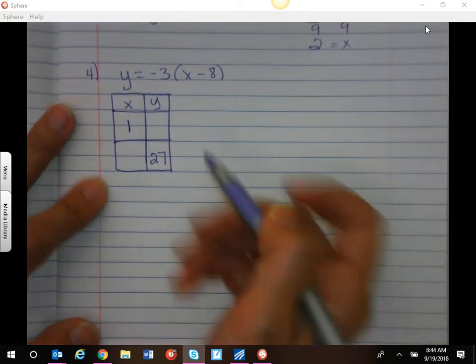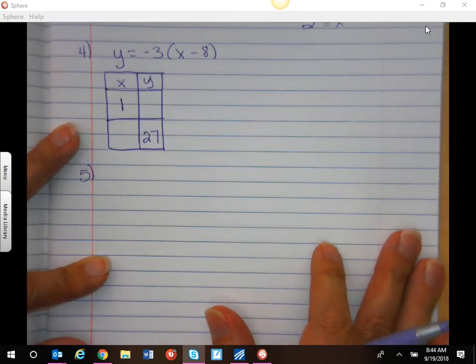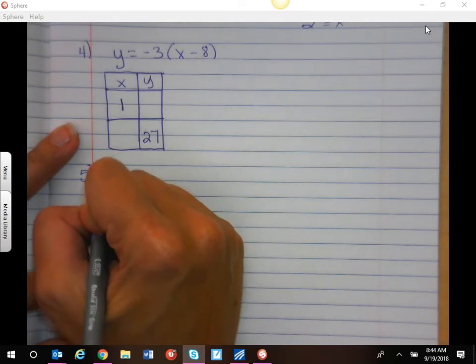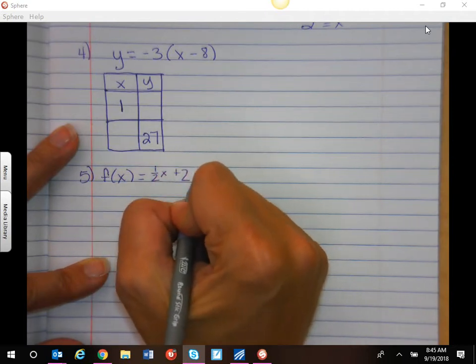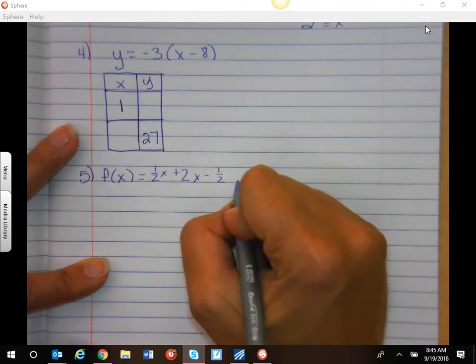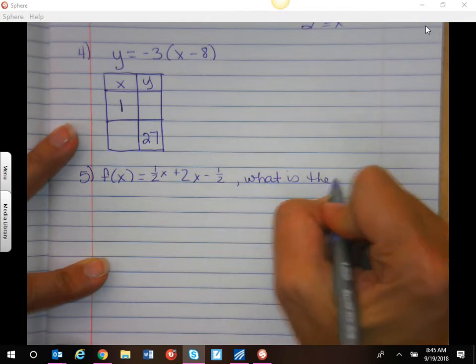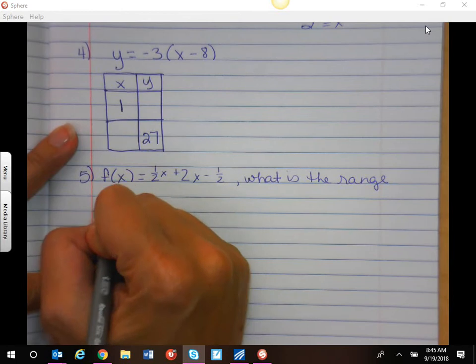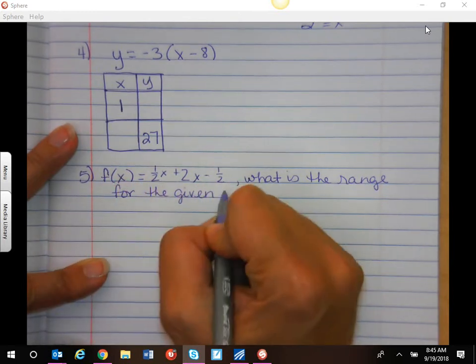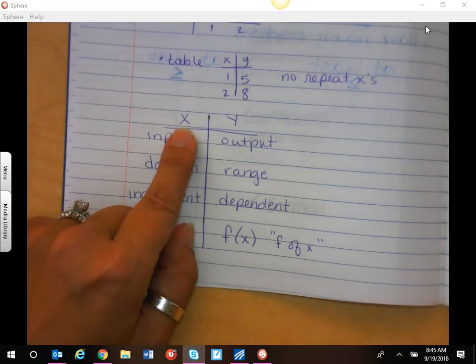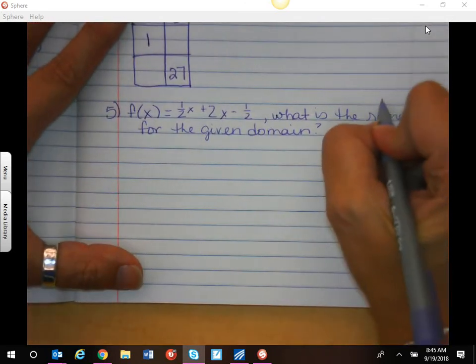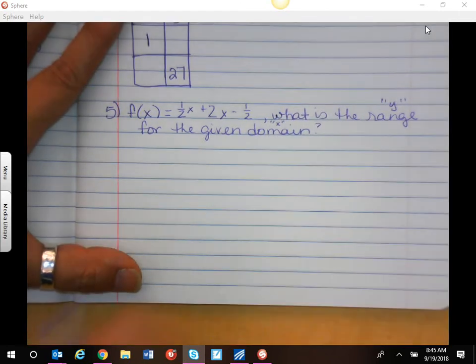My last example for you uses some of those new vocabulary words we talked about. So if I gave you the function f of x equals 1/2 x plus 2x minus 1/2, and I said, what is the range for a given domain? Now, this is some new vocabulary. I want you to remember, based on our notes we took in class, domain is another way to say x, and range is another way to say y. So this is not as tricky as it appears. So what is the y value if I give you an x value? That's what this is saying.